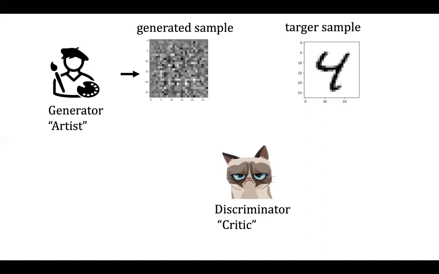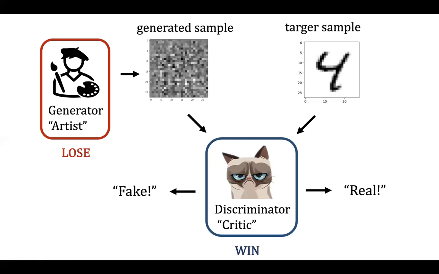We take these very noisy generated samples, and we take these target samples from the training set, and we feed them to the discriminator. The only thing that the discriminator does is to classify these samples as fake or real. In this case, the fake samples means the samples produced by the generator or artist. And the real samples are the samples from the training set or the target set. So in the beginning of the game, because the generator is so bad, it's very easy for the discriminator to recognize the fake samples. So in this case, the discriminator wins and the generator loses.